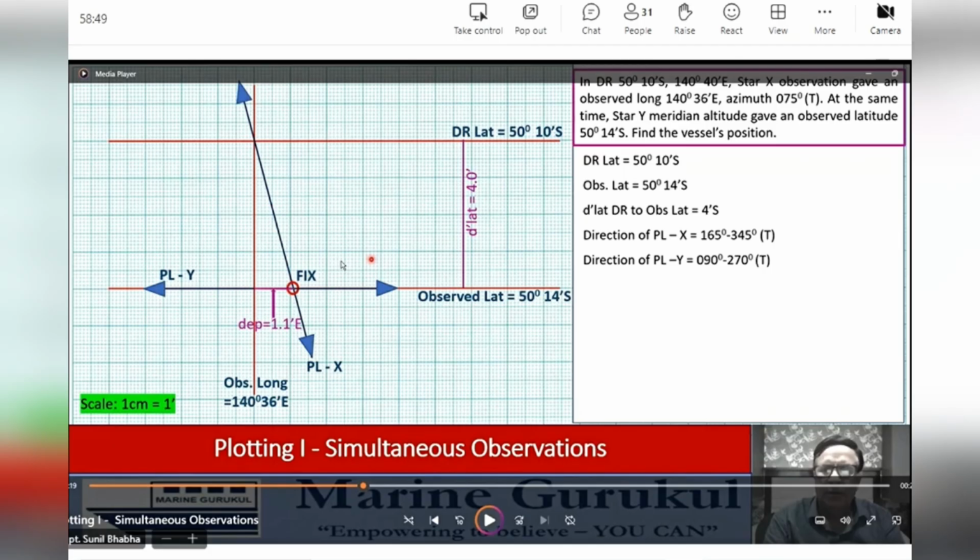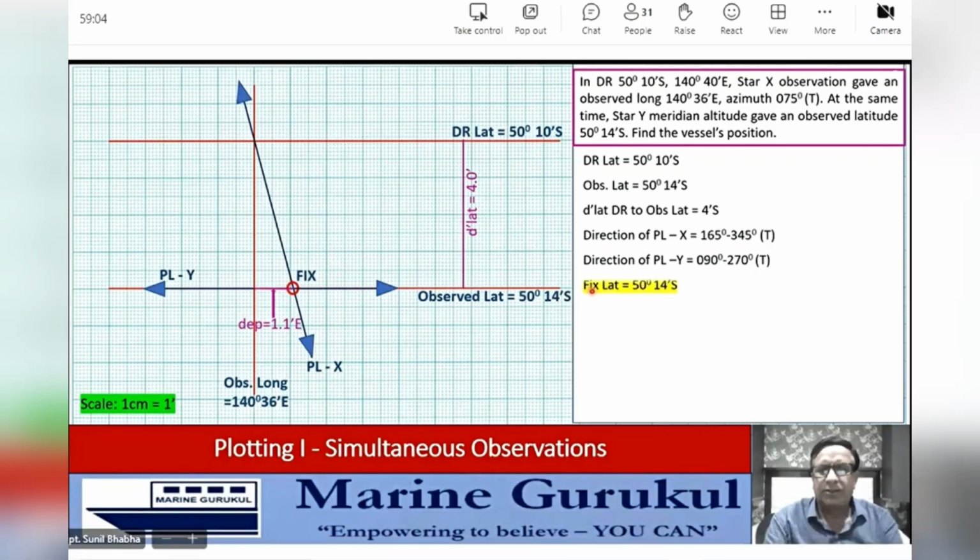But the fix remains the same. Fix will remain the same, beta. Whichever reference longitude you take, the longitude or latitude of the fix will remain the same. So we come this side. Understood?